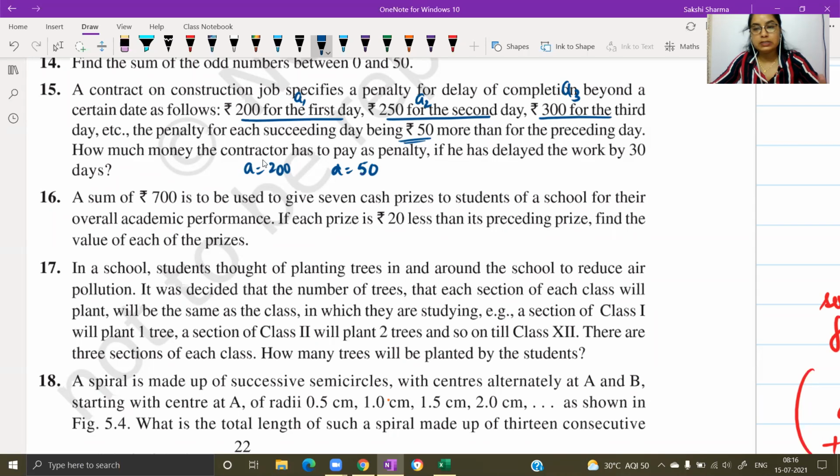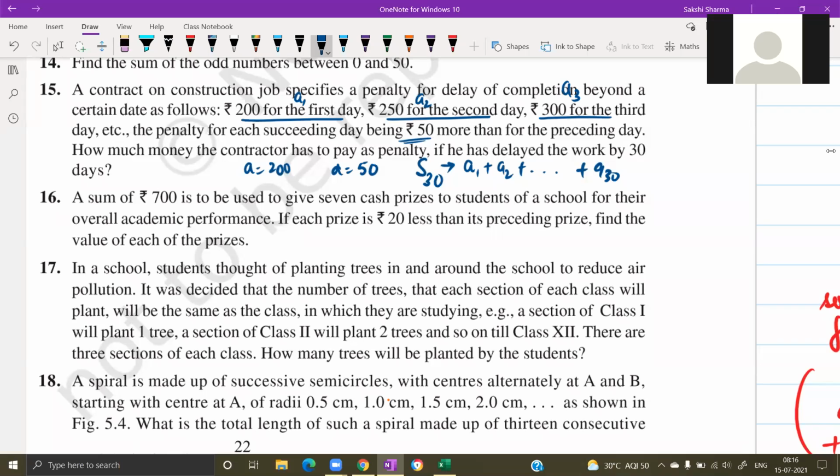तो एक दिन का, फर्स्ट डे का 200 पे कर रहा है, एक दिन और लेट होगा तो उसका 250 ऐड हो जाएगा. If he were late by 2 days, then he would have paid 200 plus 250, 450, A1 plus A2. अगर वो 3 दिन लेट होता है तो 200, 250, 300 total of. So if the person is late by 30 days, that means he has to pay an amount of A1, A2 up to A30, which is represented by S30. This is what you have to find. Tell me if the question is clear.